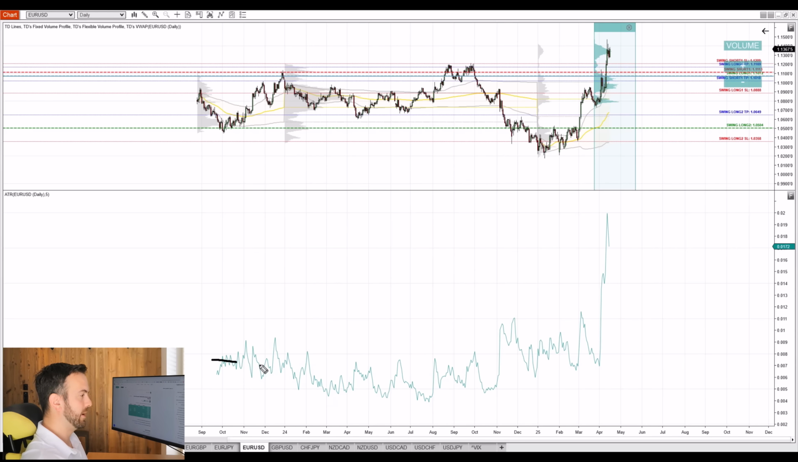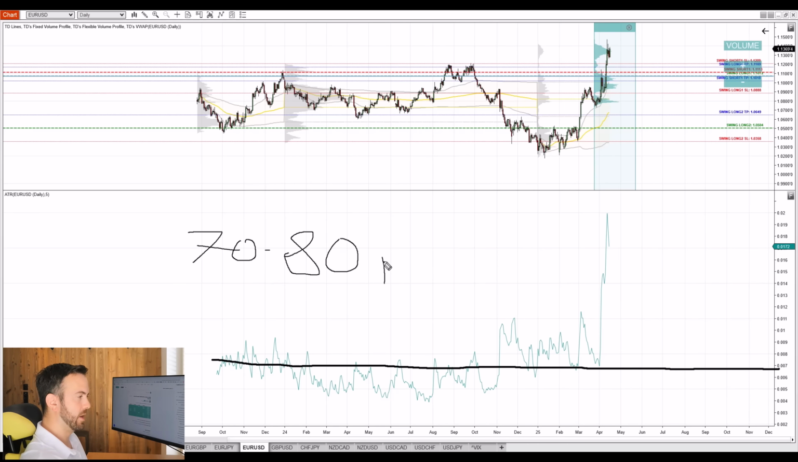And as you can see, let me scroll back a bit so you can see the bigger picture. In the past, it was roughly around 70. This is like the average daily volatility on the euro, right? 70, maybe 80 pips average daily volatility for a very long time. But now we are around 172 pips per day. That's the average volatility on the euro.